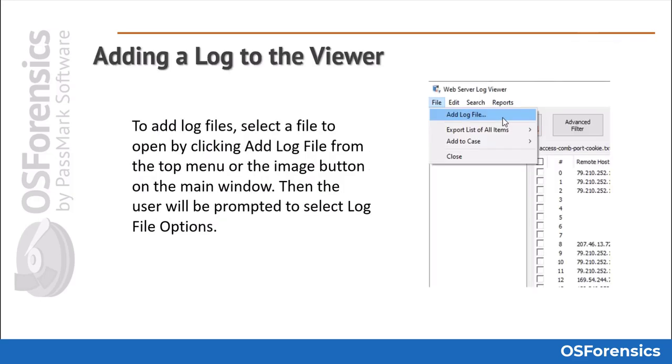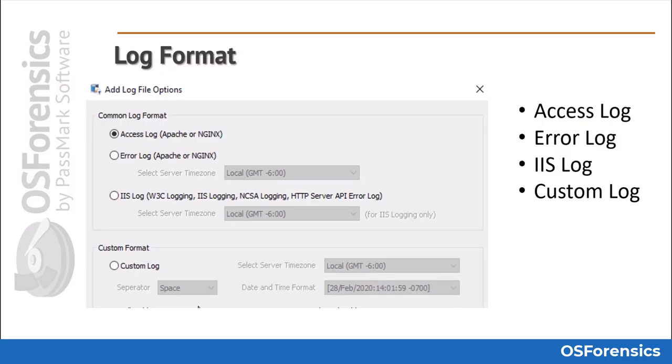To add log files, select a file to open by clicking Add Log File from the top menu or the image button on the main menu. Then the user will be prompted to select log file options. The user will need to specify the log format of access log, error log, IIS log, or custom logs.